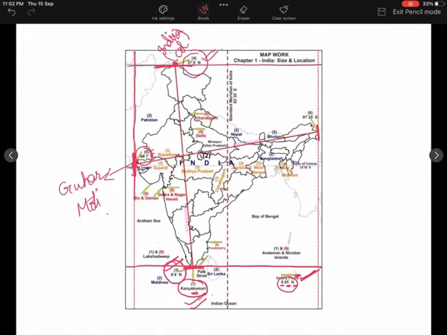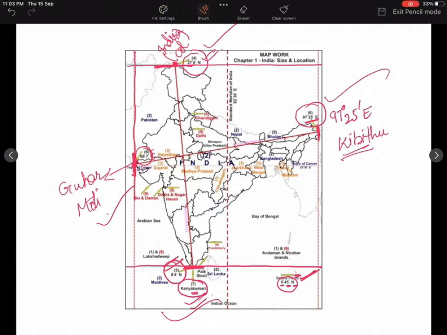The easternmost point of India is 97 degrees 25 minutes east. I'm repeating, it's 97 degrees 25 minutes east. Right, so this is the easternmost point. You have to mention the degree on the map of India. Moreover, the name of this place is Kibithu in Arunachal Pradesh. Right, I hope the five extreme points of India are clear to you now.